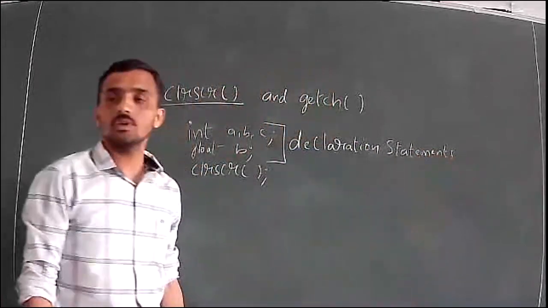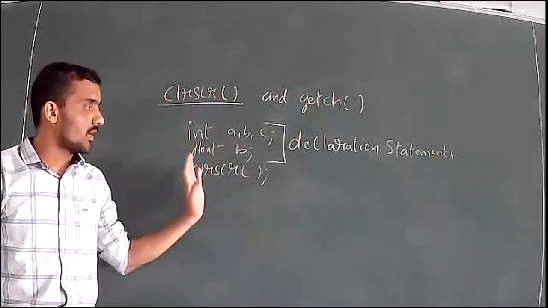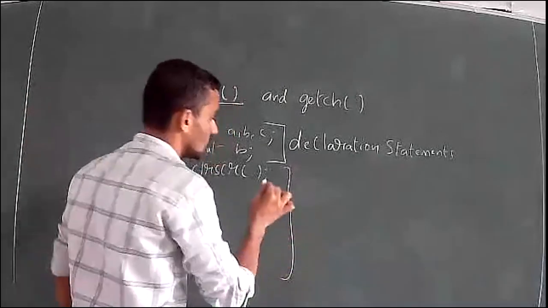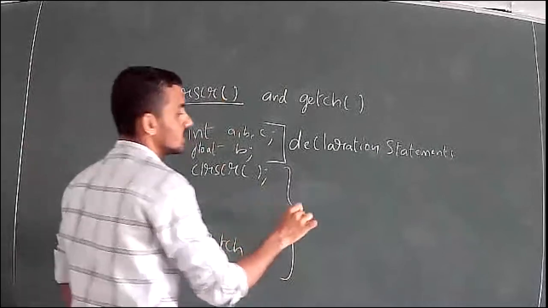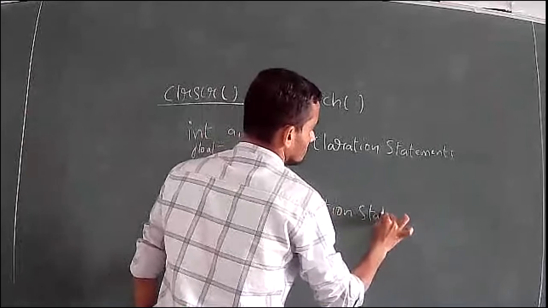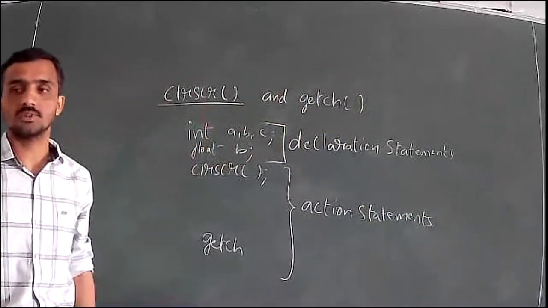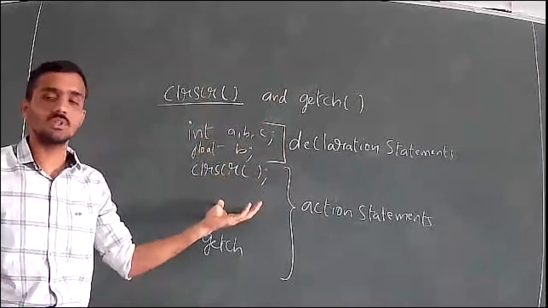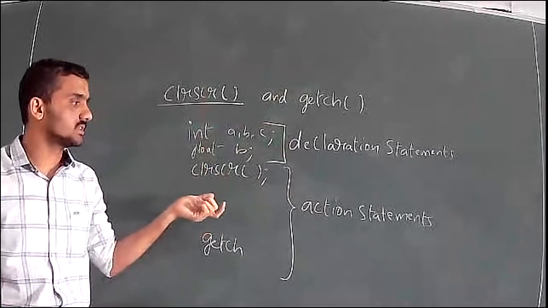Whenever you write the declaration statements, in case of C and C++, after the declaration statements, whatever statements we write, starting from clear screen till the last statements, these statements are called action statements. Whatever statements we write after the declaration statements are called action statements.